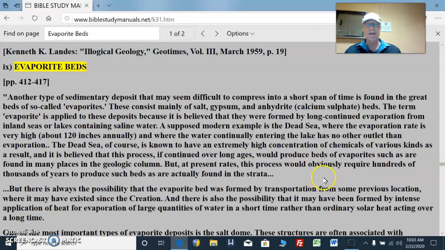A point for evolution? Well, there's always the possibility, we can't rule out the worldwide flood yet, that the evaporite bed was formed by transportation from some previous location where it may have existed since the creation. And there's also the possibility that it may have been formed by intense application of heat for evaporation of large quantities of water in a short time, rather than ordinary solar heat acting over a long time. Just because you show evidence in one direction doesn't mean you rule out the direct evidence for the other direction.